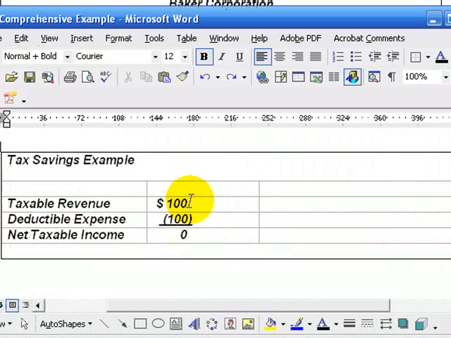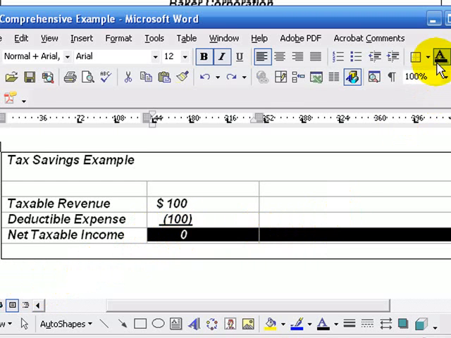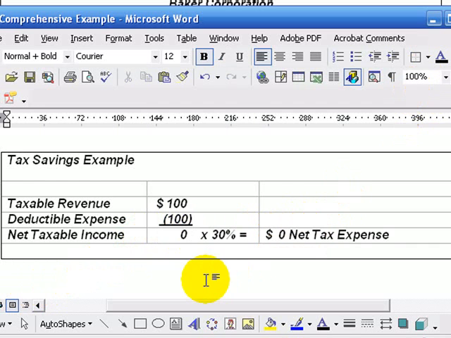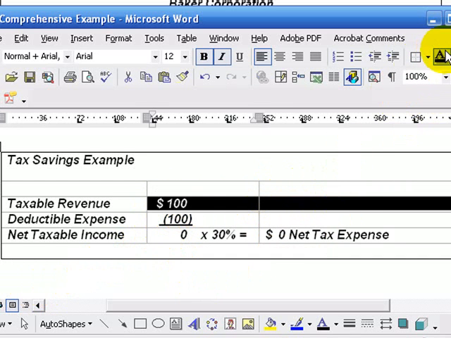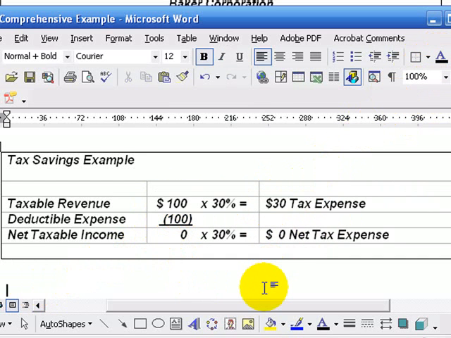Here we have taxable revenues of $100, but we also have a deductible expense of $100. When you do your tax return, you're able to subtract deductible expenses from the taxable revenues to determine what your taxable income is. It's the taxable income that we all have to pay taxes on. In this case, since our taxable income is zero, we'll have no taxes at all to pay. However, we did have $100 in taxable revenue, and if we didn't have the deductible expense, then we would have to pay taxes on it, and that amount would be $30.